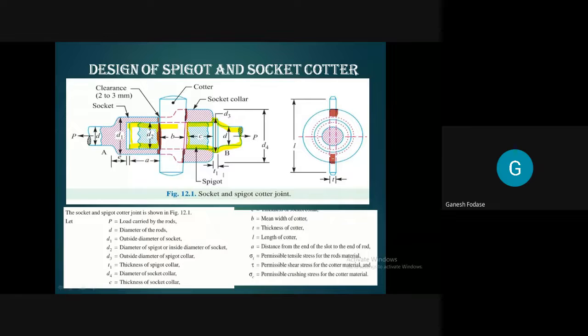Remember, when will compressive stress come? Stress will come only if there is a load. Is any compressive load there? No, sir, tensile. So there is no question of compressive load. If there is compressive load, then there will be compressive stress. If there is tensile load, there will be tensile stress.